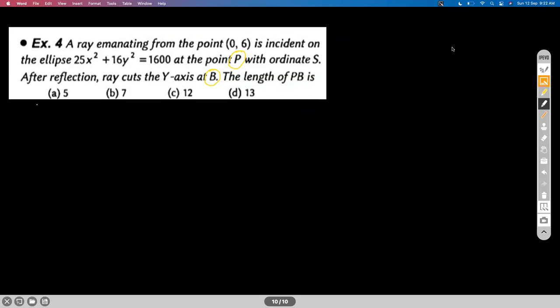I think the ordinate that they have given is 5. It is not S. Ordinate is 5. Without that, you'll not be able to solve it, because it could be so many other points. So that 5, they have written it as an S by mistake.